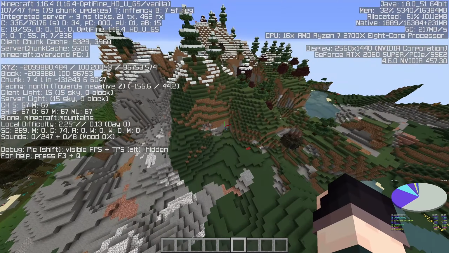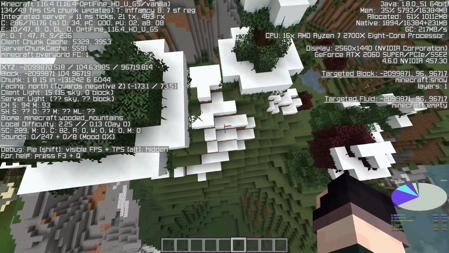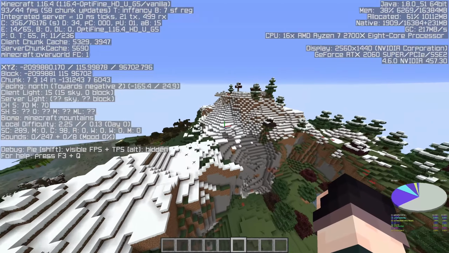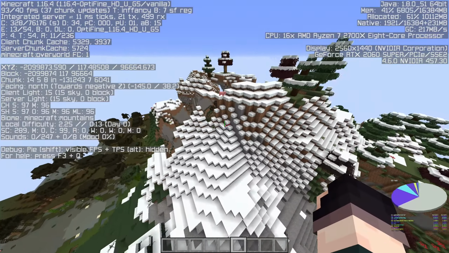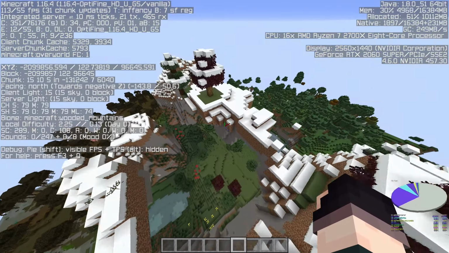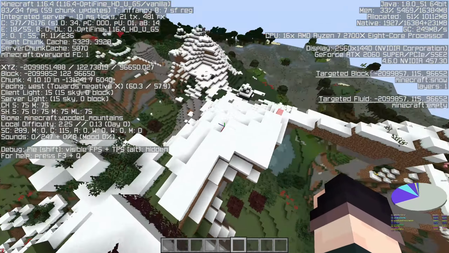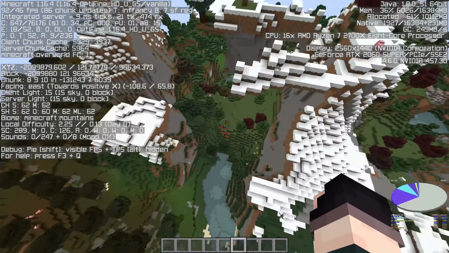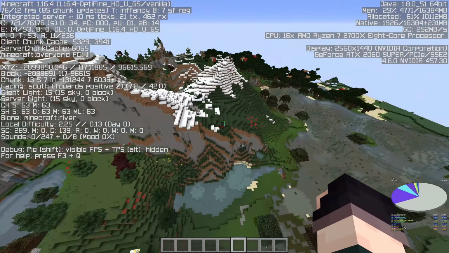You can see how low down it is, and then we come up here to wooded mountains, and it's the regular height of mountains. What is this, like extreme mountains? Oh no, this is just still regular mountains. Oh no, it's wooded mountains here, hence why it's been lifted up so much. That is so odd. I love it.